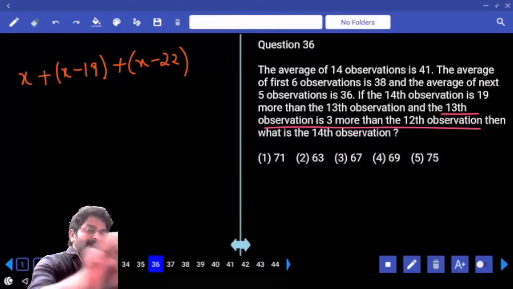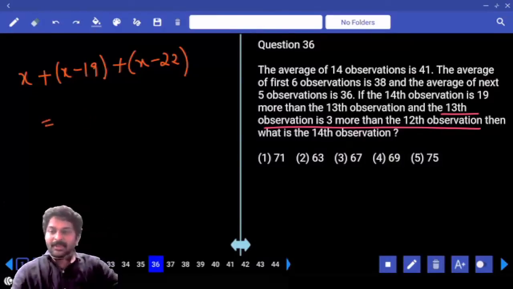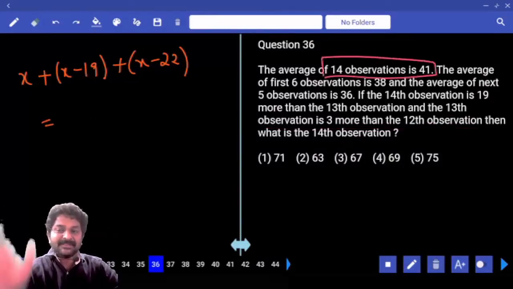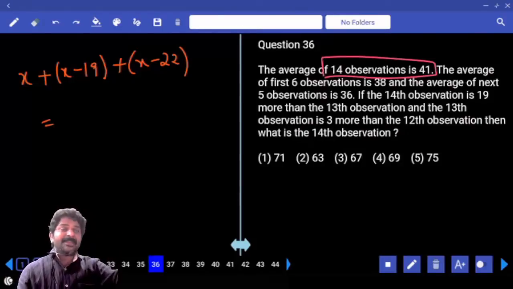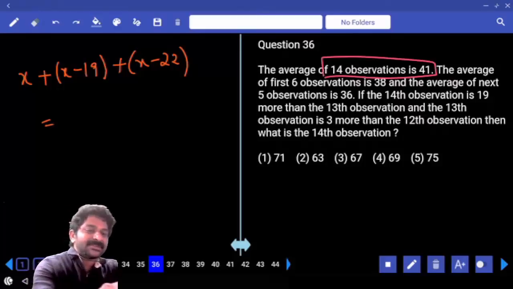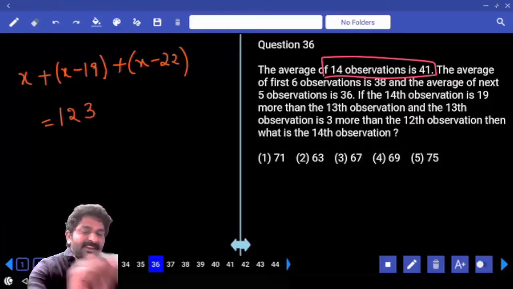Now the equality concept comes into the picture. What is the average of all 14 numbers given in the question? How many numbers are missing? That means 41 plus 41 plus 41, or else 41 three times, that must be equal to 123, right?